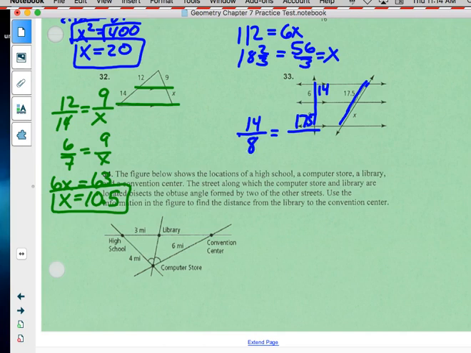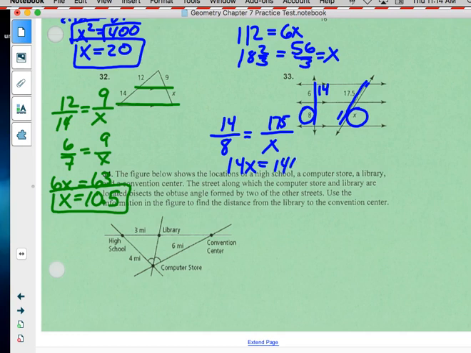14 is to 8, and that's to x, and people wonder, why did I choose 8? It wasn't that I chose it, it's right here. 8 and x are opposite each other, and 14 and 17.5 are opposite each other. So now I got 14x is equal to 8 times 17.5, which is 140. So x is equal to 10 when I get that one done.